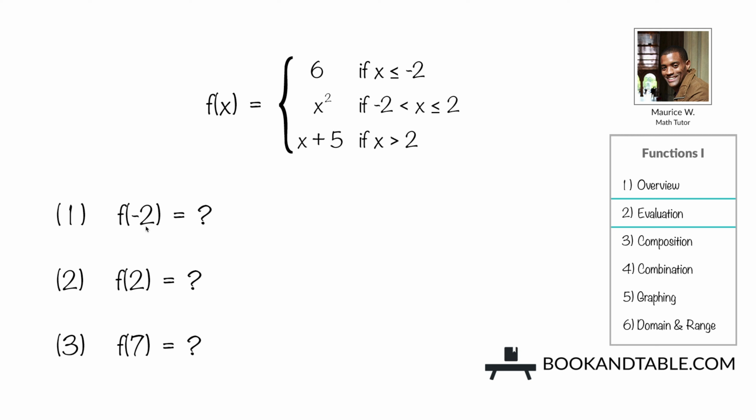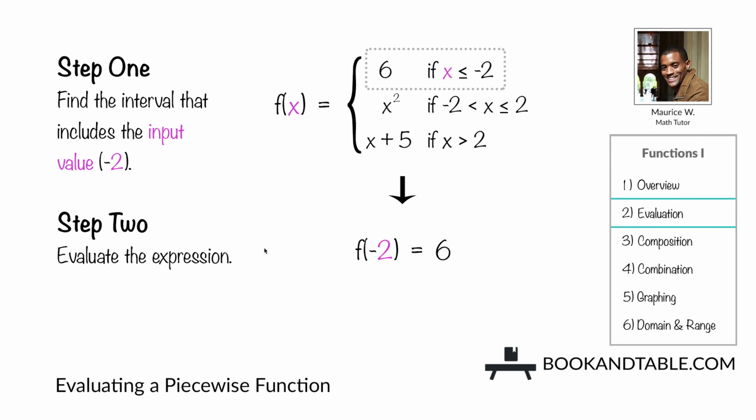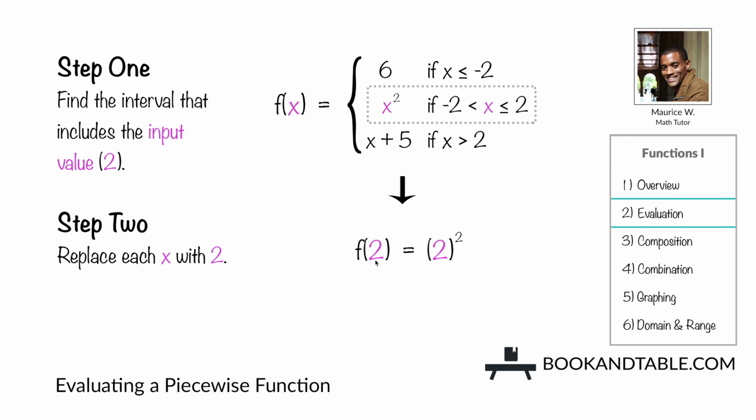So we'll start with negative 2. Step 1, find the interval that includes the input value, which for the first question is negative 2. So if we look at the intervals, x is less than or equal to negative 2. So that's our input value. And here we see the function has a value of 6. So f of negative 2 is equal to 6, and that would be the final value of the function at this input.